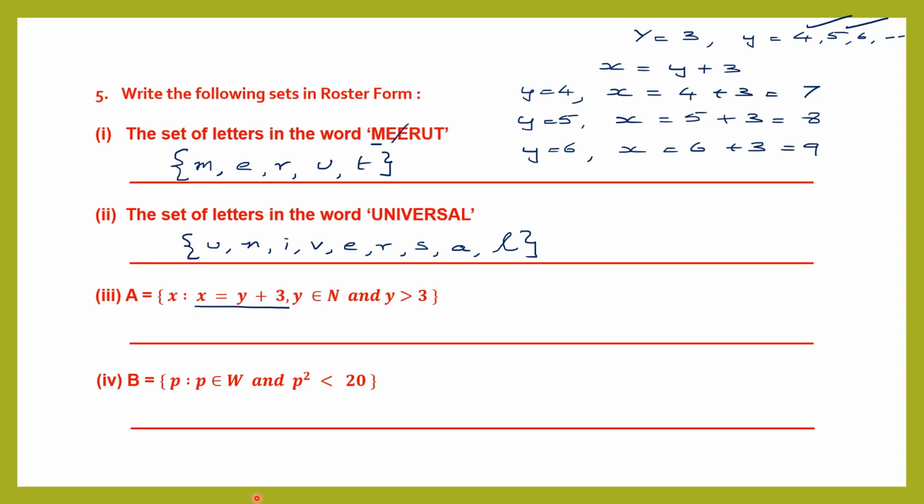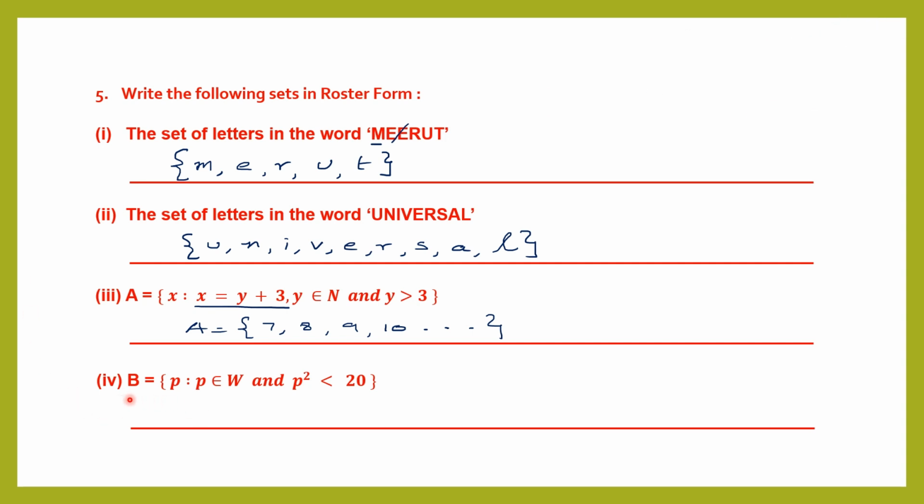So, can you see the answers? 7, 8, 9. So, the next number will be 10, and so on. And they're all natural numbers because here it says y belongs to natural numbers. So let's write down all these elements of set A. So set A will have elements like 7, 8, 9, 10 and so on. So this is our answer.